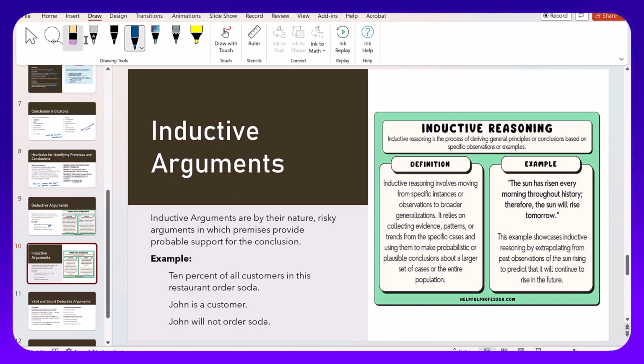Ten percent of all customers in this restaurant order soda. John is a customer. John will not order soda. Right? Yes, that conclusion is a possibility because only 10% of customers order soda. So statistically, if only 10% of customers order soda, John probably will not order soda because he's a customer. But that's just one probable. It's not guaranteed, like with the deductive.